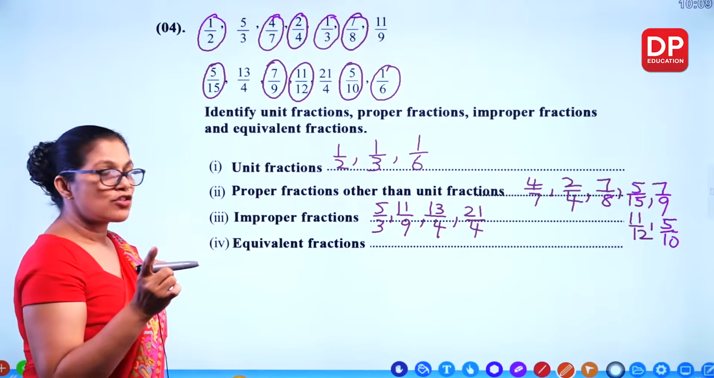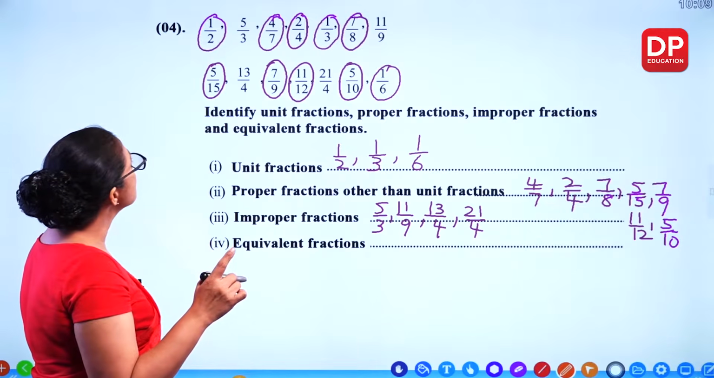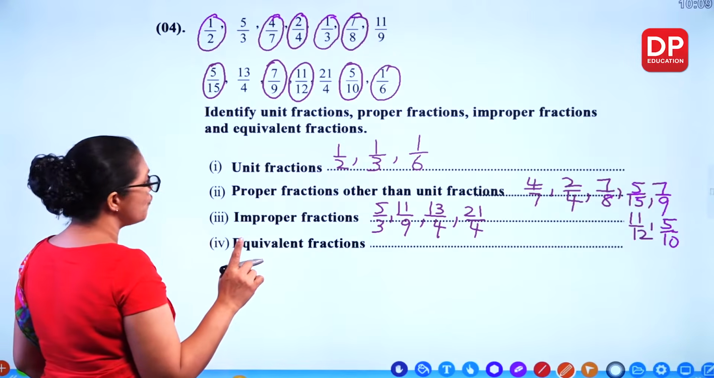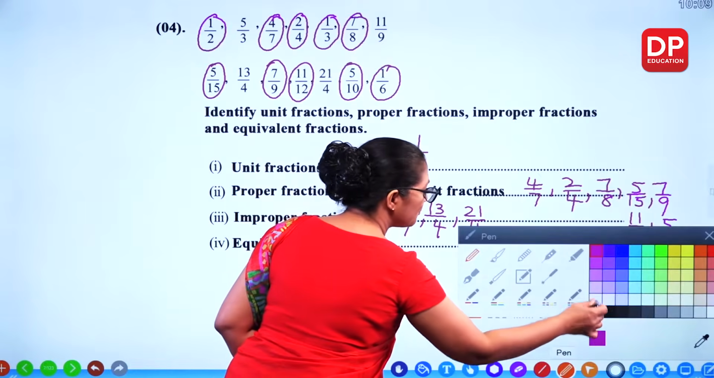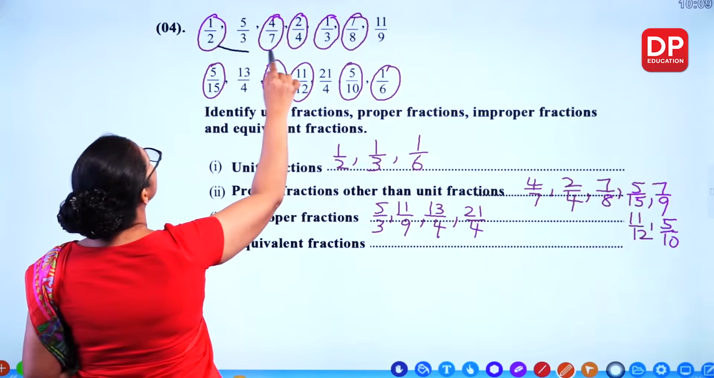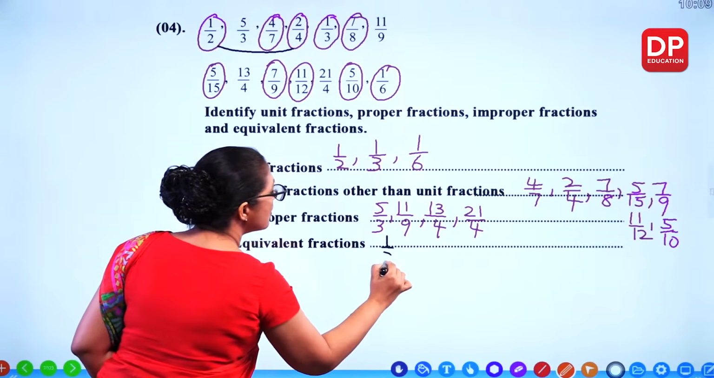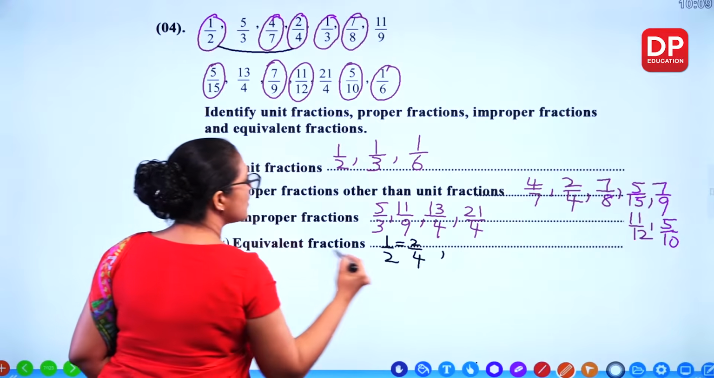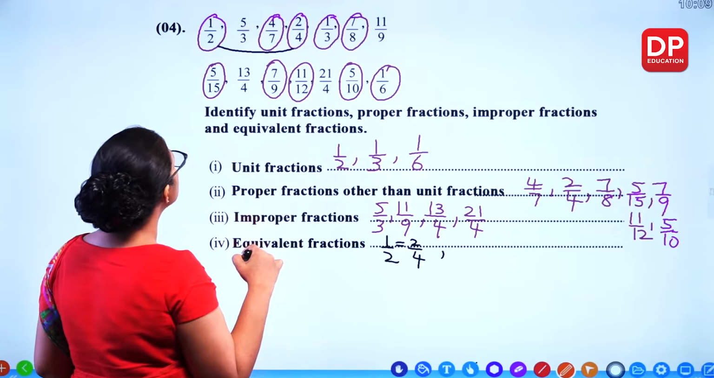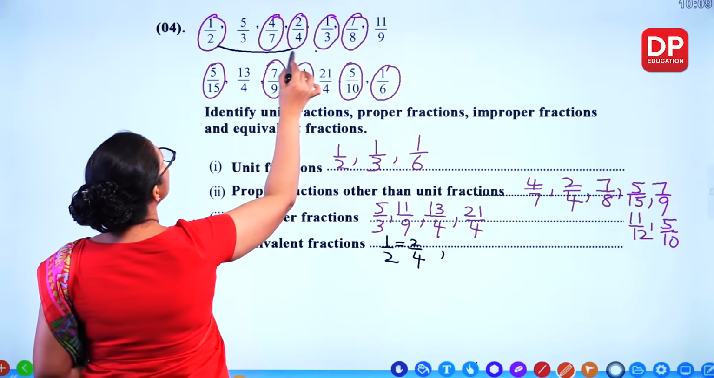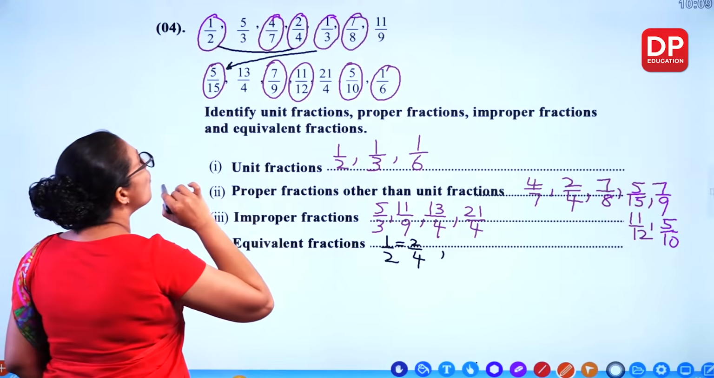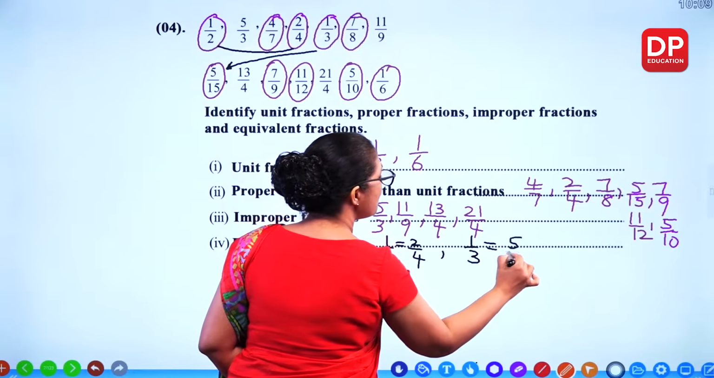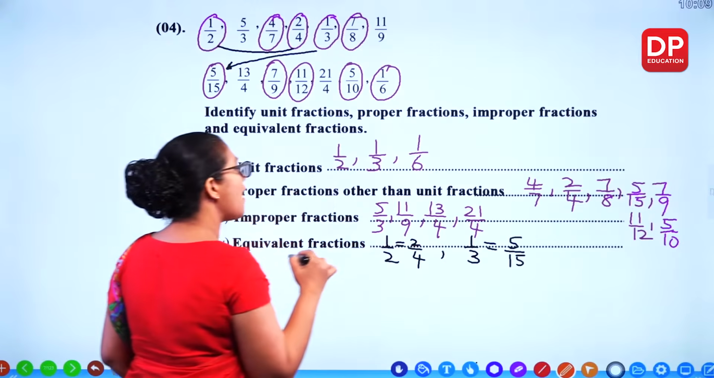Now equivalent fractions. How do we find equivalent fractions? Look carefully. I can see half and 2/4. These two, half and 2/4, that's equal. What else? These two, 1/3 and 5/15. So multiply by 5.